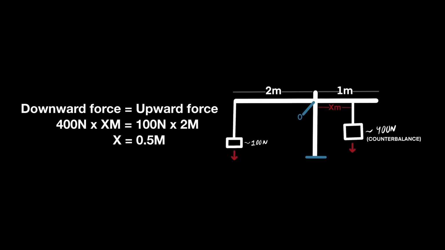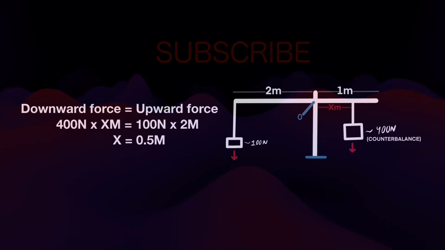By following the analyze and solve method, you can easily understand and solve the entire question. You can multiply the 400 Newton force by x meters, which equals the 100 Newton force multiplied by 2 meters. By that, you can easily solve the entire question, and this is how you can solve a particular question in physics.